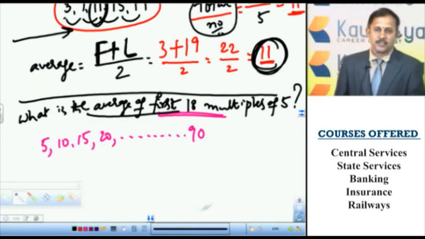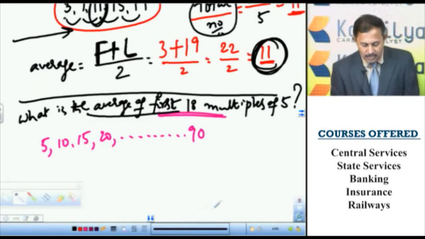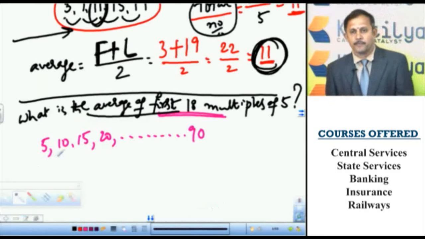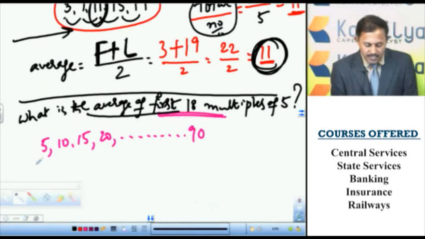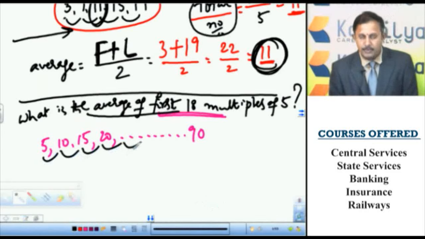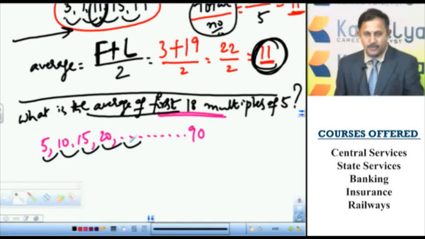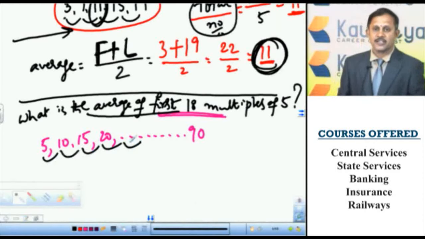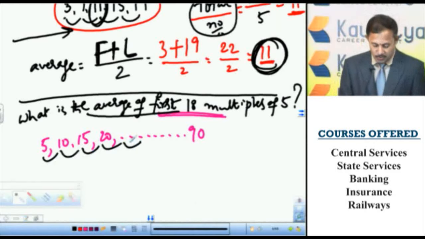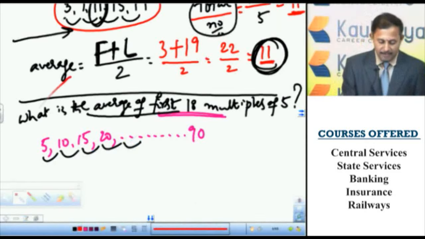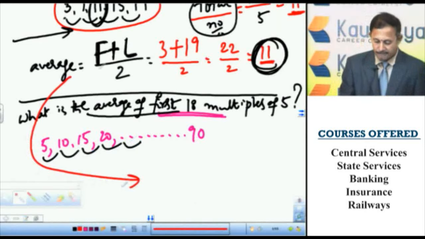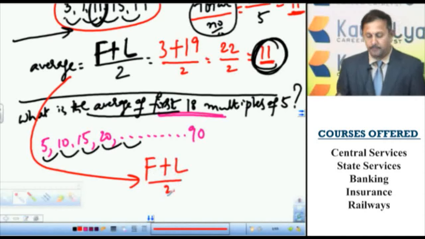But in this case it is not necessary to get the average by getting the total, because all these elements differ by 5. The difference between successive elements is 5. So as we discussed earlier, if the difference between successive elements is constant, then their average is given by first number plus last number by 2.